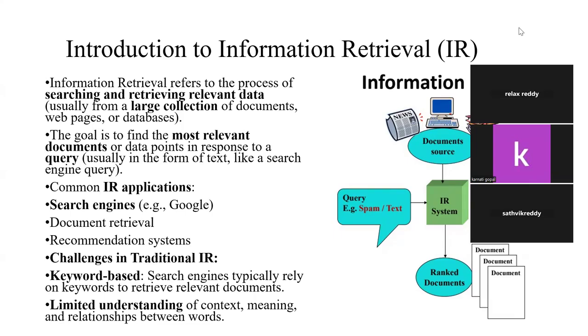meet the user's needs. For example, when the user enters a query into a search engine like Google, the system sifts through billions of web pages and returns the most relevant results based on various factors such as relevance, recency, and authority. Common applications of information retrieval include search engines, document retrieval systems for legal or academic research, and recommendation systems which suggest products, movies, or content based on user preferences and past behaviors.